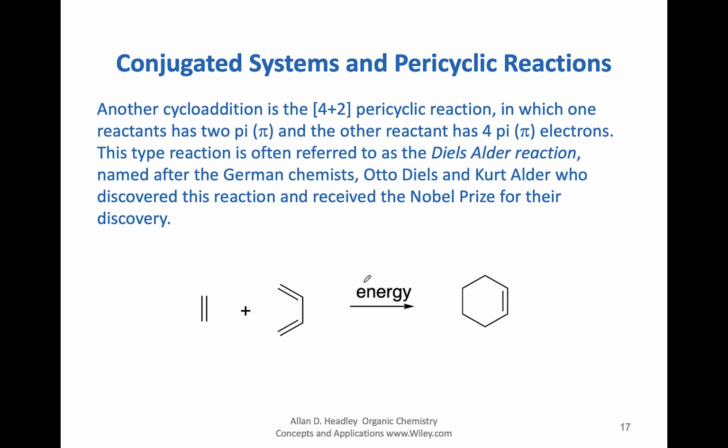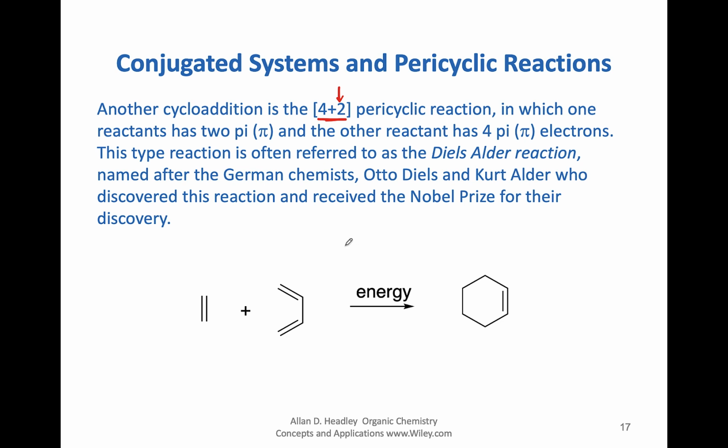Okay, let's look at another type of cycloaddition reaction. This is the 4 plus 2. And you should not be surprised here about what the 4 and the 2 mean. It means that we have a system that has 4 pi electrons and a system that has 2 pi electrons. So 4 plus 2, energy. We'll see in a second if this energy is heat or light.